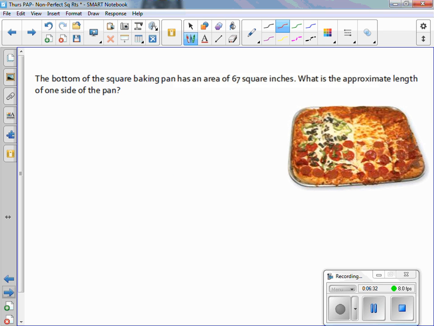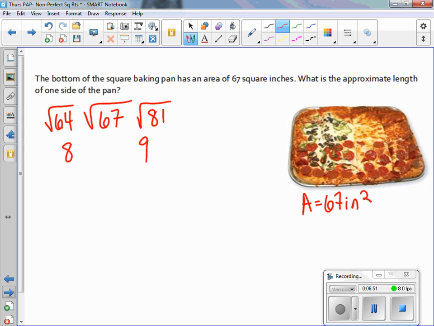The bottom of the square baking pan has an area of 67 square inches. What is the approximate length of one side of the pan? So we have the square root of 67, which is going to give us the square root of 64 on one side. That's 8, which means 9 has to be on the other side, and that one's 81. So it does say what is the approximate side length of the pan, so which one are we closer to? In this case, it's not like that maximum thing that we were looking at. It just wants to know about how big is the pan. So 67 is closer to 64, which means we have about an 8-inch by 8-inch pan.